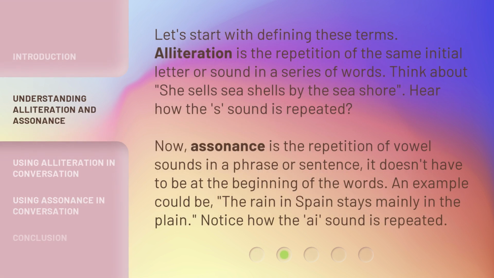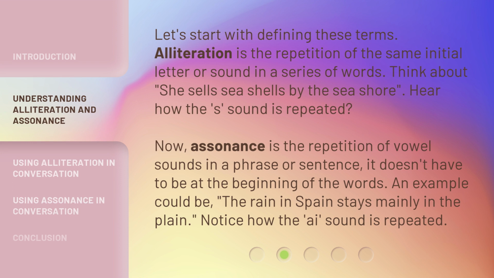Let's start with defining these terms. Alliteration is the repetition of the same initial letter or sound in a series of words. Think about, she sells seashells by the seashore. Hear how the S sound is repeated.